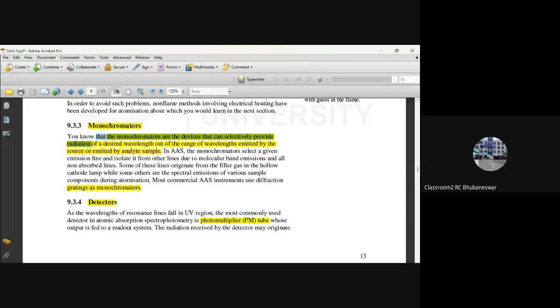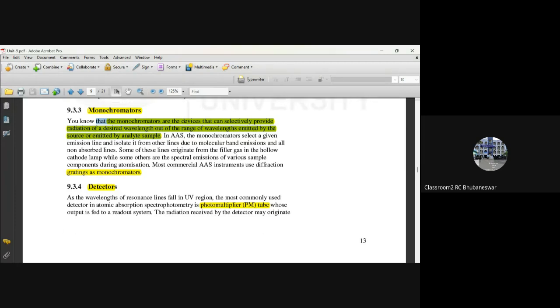Similarly, monochromatic radiation, as I was telling you: for absorption spectrophotometry to follow the Beer-Lambert law very clearly, the solutions should be dilute and you should have monochromatic radiation. So monochromators are devices that can selectively provide radiation of a desired wavelength out of the range of wavelengths that are emitted by the source. The source will emit a range of various wavelengths, and by putting the monochromator you do it in a selective manner.